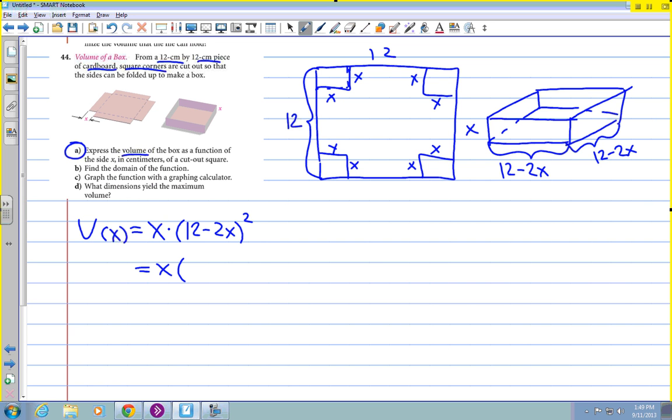Remember? You square the first, obviously 144, then minus. How do you square a difference? In there, you multiply these two, what do you get? 4x. 24, double that. 48. 48x.